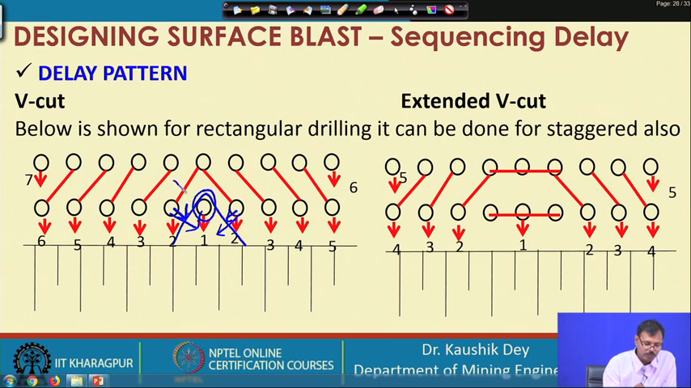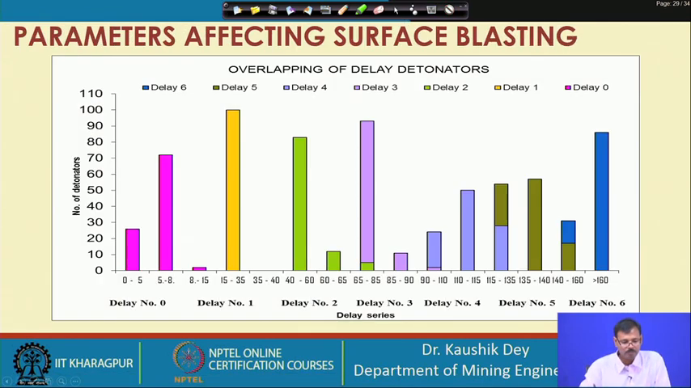Again, we will provide the delay between two consecutive rows of blasting in the V cut also, considering the burden movement speed. The same thing applies for the extended V cut also. So, that is more or less what we use for assigning delay in surface blasting.